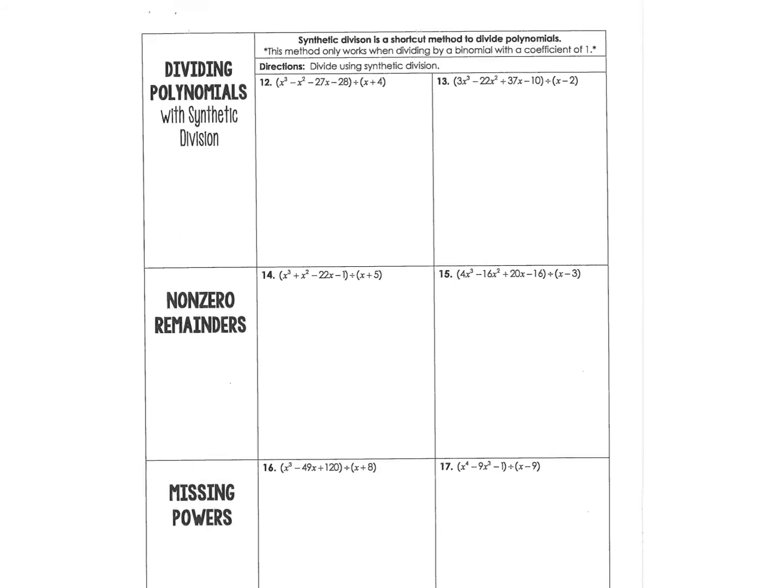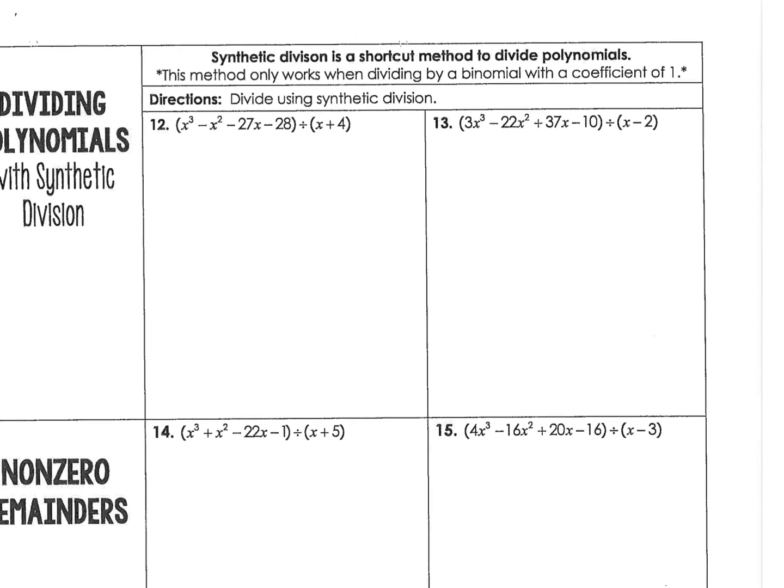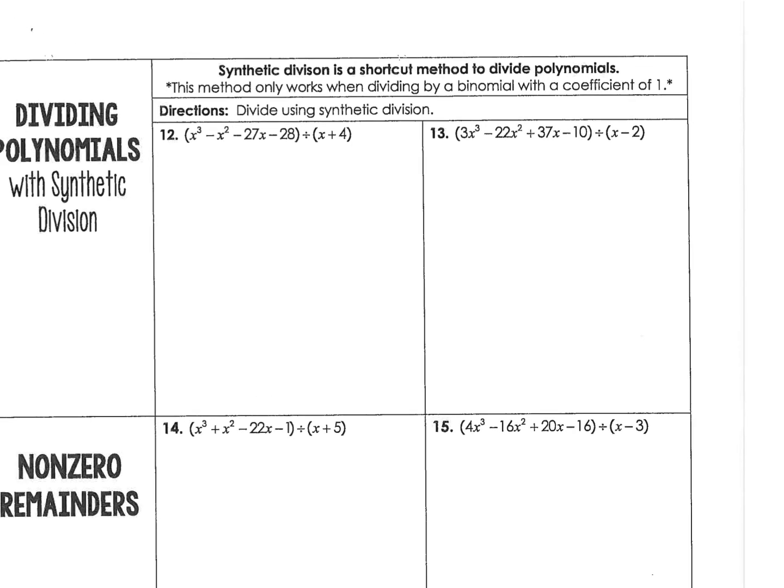Now, synthetic division is super simple. Notice first, though, what it says. This is when you know when to use it. This method only works when dividing by a binomial with a coefficient of 1. That means this number right in front here has to just be an x. It can't be x squared, it can't be x cubed, it can only be x.